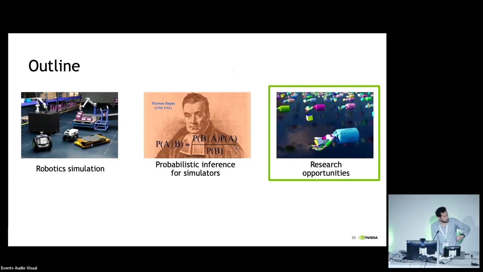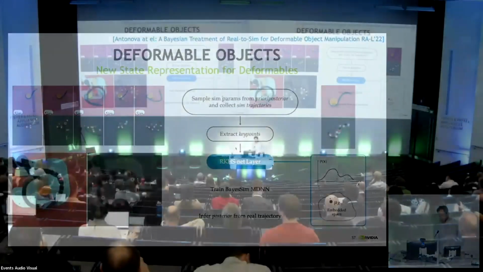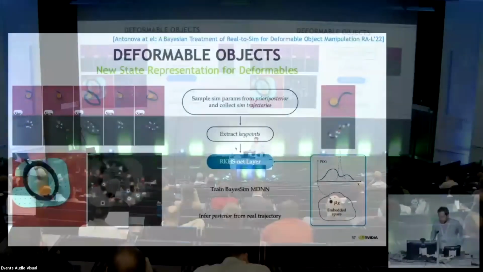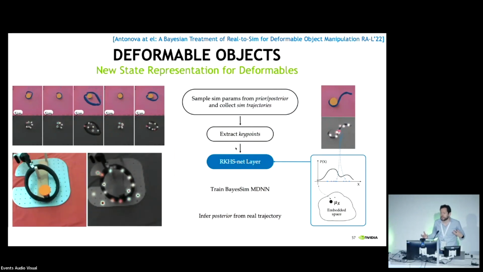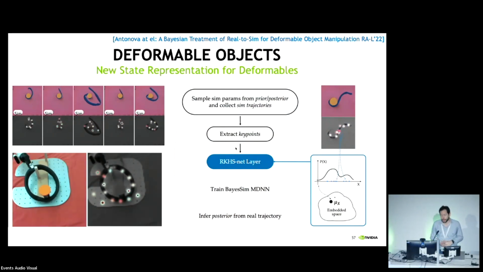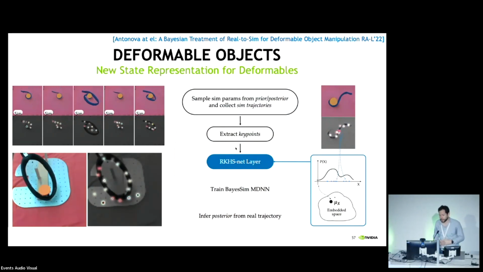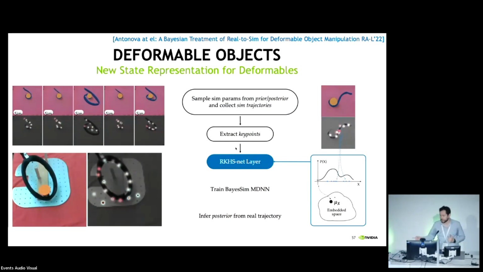So now I'm going to go very quickly to a couple of research opportunities that I think would be interesting to quite a few of you. So the first one is simulating and representing deformable objects. Well, we need to bring the deformable objects to our simulators. And this is work done by Rika, where we actually need a way to specify the state of a deformable object. And there is an interesting theory that allows you to specify a shape, a distribution from points. And these points can be embedded in a Hilbert space, as you're seeing there.